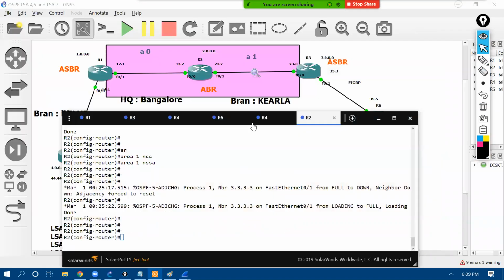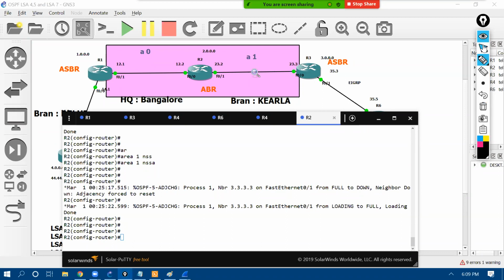So again, you have to configure all the routers that are present in area 1. Otherwise, what happens? Mismatch of the hello and the neighborship will be dropped. Sometimes people are not able to see that the NSSA flag is a part of neighborship. It's a part of neighborship.